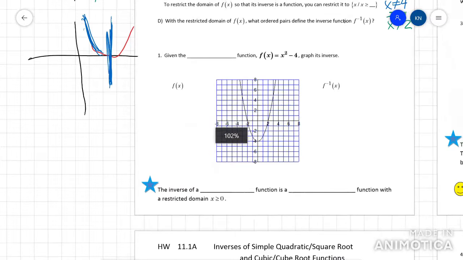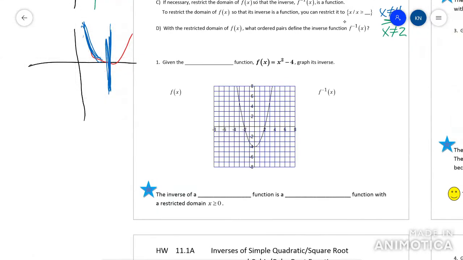Okay. Given this function, graph its inverse. Well, x squared minus 4 is this. They already graphed it for us. I'm just going to make it red so it stands out. Okay, that's this right here, x squared minus 4. They want you to graph its inverse.